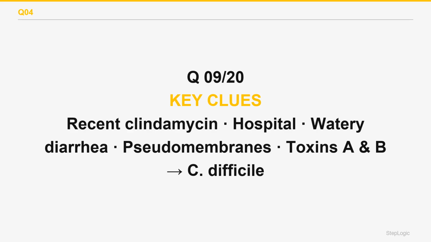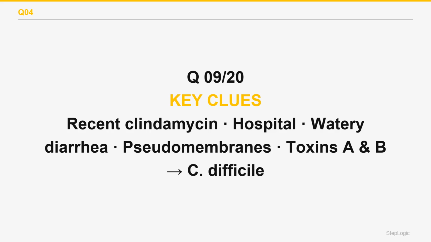Antibiotics wipe out the protective gut flora, allowing C. difficile to overgrow. It produces toxin A, an enterotoxin, and toxin B, a cytotoxin, which disrupt the cytoskeleton of colonocytes, causing inflammation and the raised yellow-white pseudomembranes seen on colonoscopy.